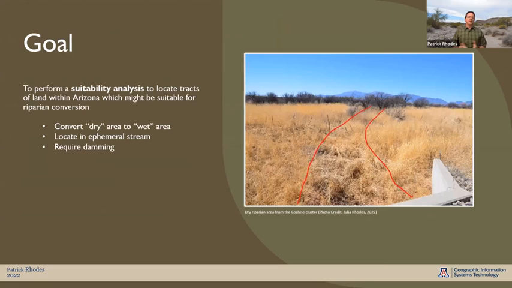So the goal here then is to perform a suitability analysis, which tries to locate dry riparian areas, or areas that are current washes, where we can convert them to a wet riparian area. They're located in ephemeral streams, and they would require damming and lots of equipment to make this sort of thing happen. It would be a 100% artificial solution.